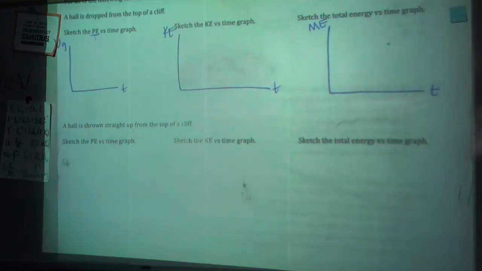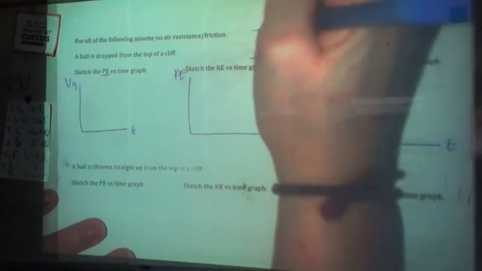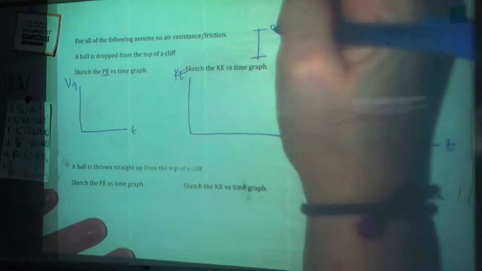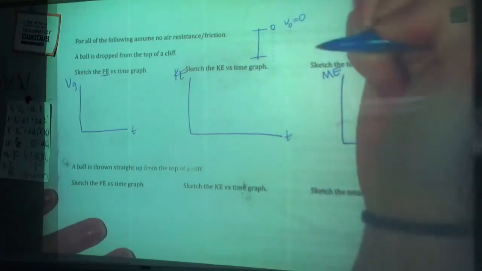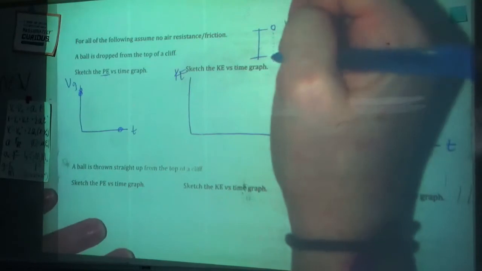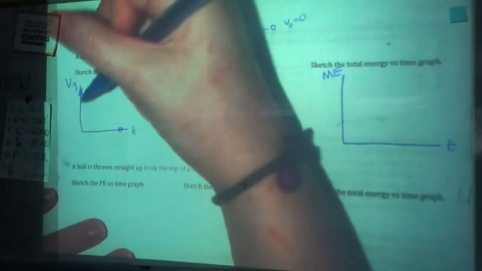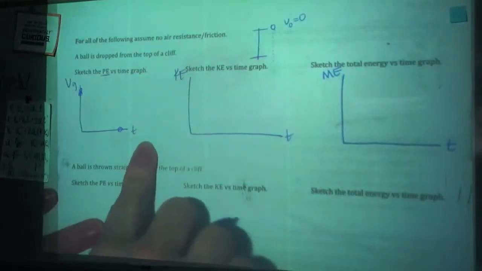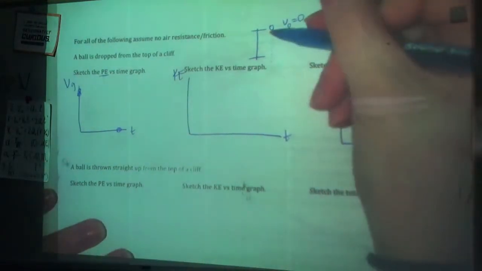Alright, so first a ball is dropped from the top of a cliff. If it helps, draw a picture. Dropped means that your V naught is 0, and then it falls down like this. So I'm starting with some potential energy and ending with no potential energy. By the time it hits the ground, the height is 0, so no potential. Now, some of you might be tempted to draw a straight line, but this is time on the x-axis, and it does not fall at a constant rate.